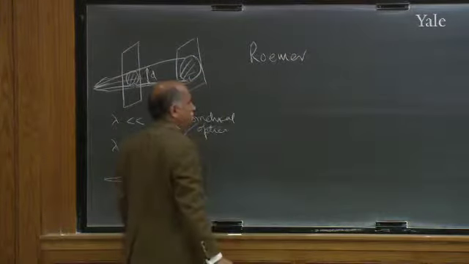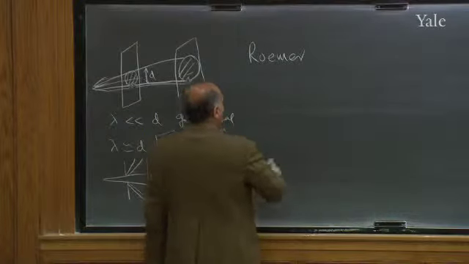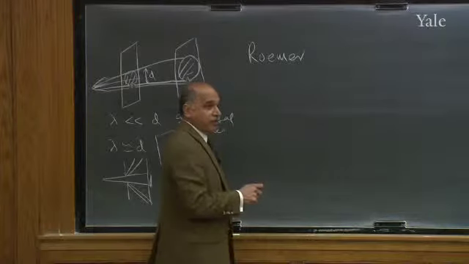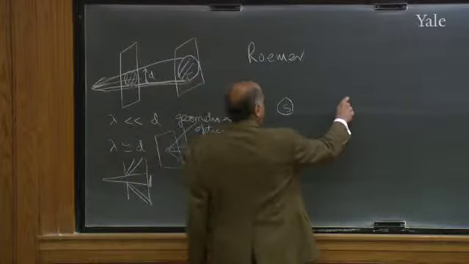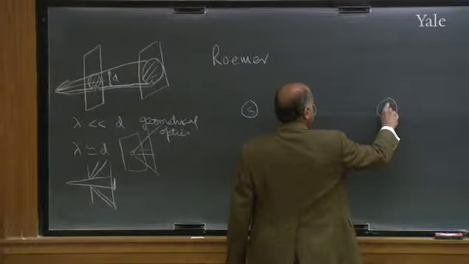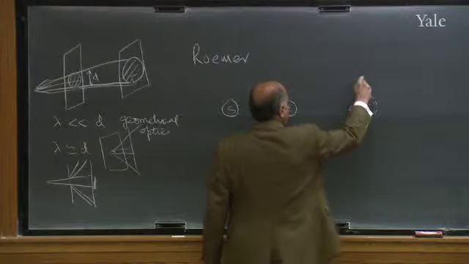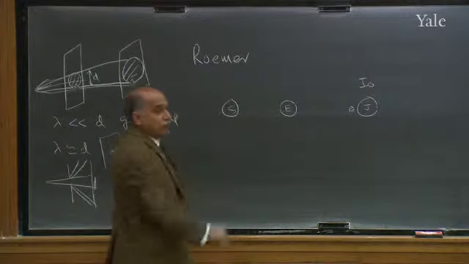came from Roemer, I think in 1676. He did the following very clever experiment. Okay, so here's the sun, and let's say here is the Earth, and here is Jupiter. It's got one of these moons called Io. And the moon goes round and round Jupiter.